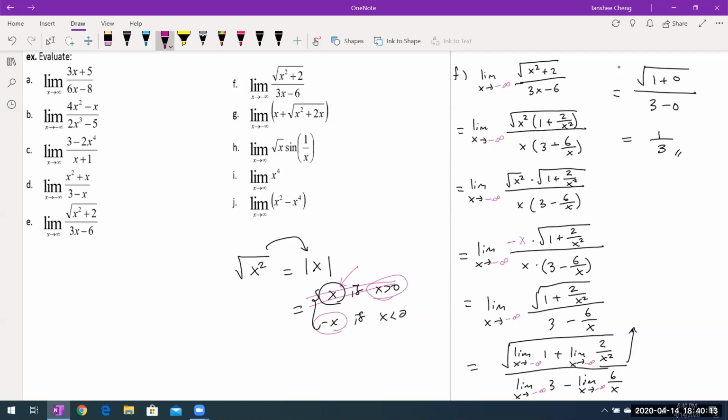And when you reduce it, you have an extra negative factor right there. And that negative factor will be moving along all the way to the front. And then my final answer will become negative 1 over 3. And that is the difference between example E and example F. And you really need to think carefully about the expression square root of x squared.